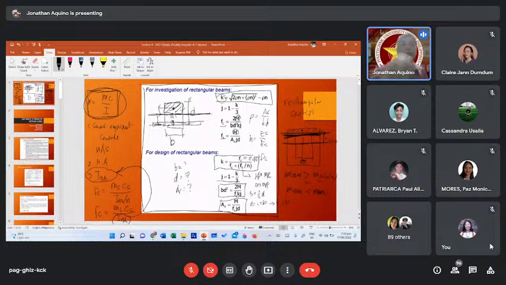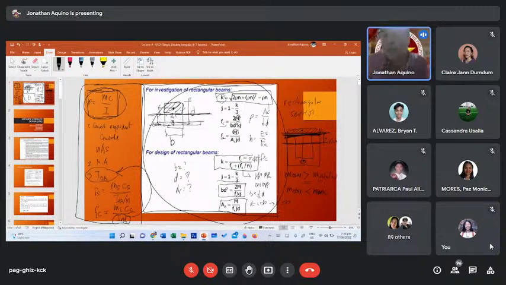Always remember, this is the basic principle. This is the basic formula, either rectangular, doubly reinforced, singly reinforced, irregular section, or T-section. This one is only applicable for rectangular sections, because this was derived based on a rectangular section only. Okay?